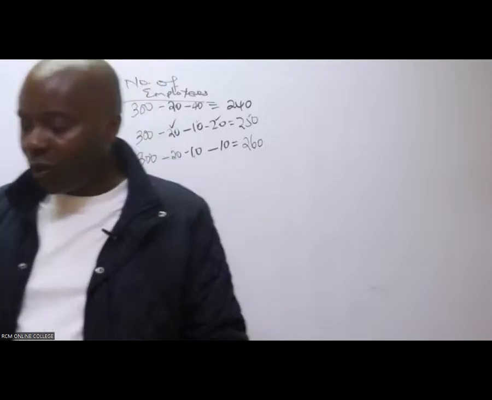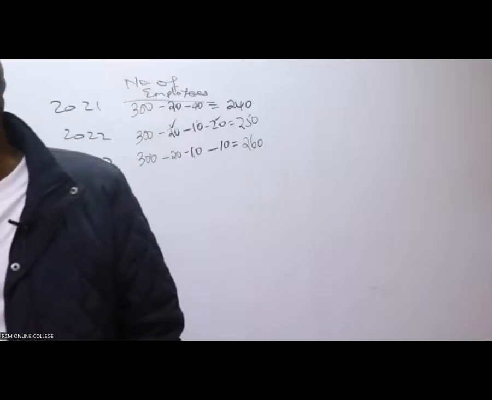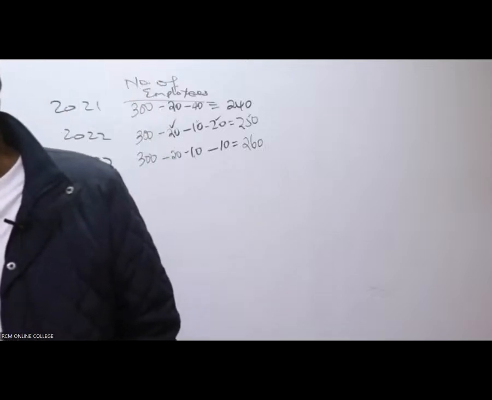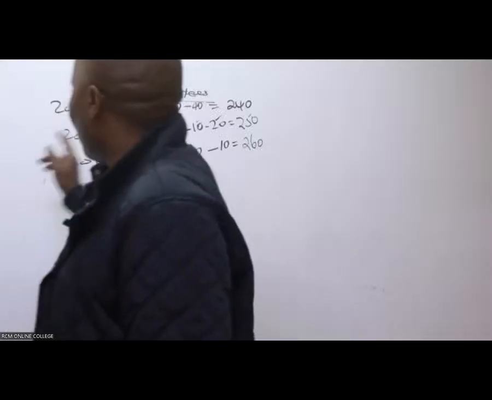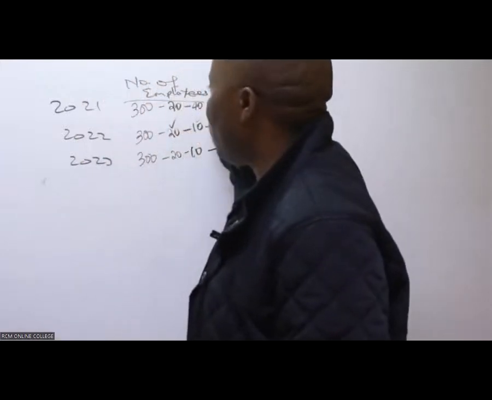So when you come to 2022, check here, what have they told us in 2022? You see, we start from the beginning of 2021. During 2021, 20 employees leave. The entity estimates that a further 40 will leave. You know, it's an estimate. 40 will leave during 2022 and 2023. So then I'll be able to make an adjustment. In 2021, I will say minus 20 here, minus this further that will leave in the future.